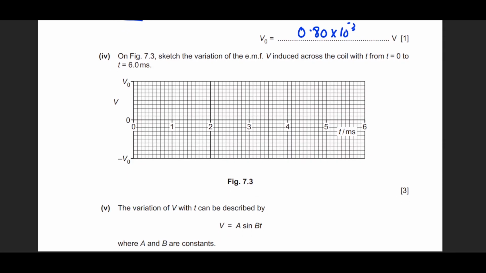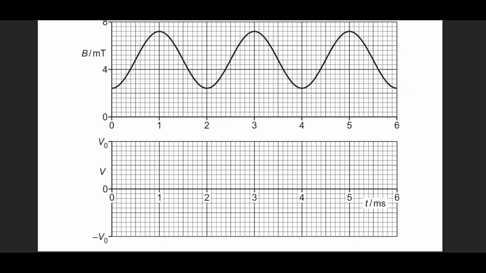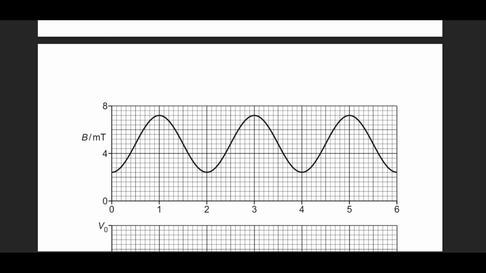He says sketch the EMF V across the coil from T0 to T6. Now I'm going to explain this question. I have redrawn the question over here because it requires the diagram of magnetic flux, magnetic field, and the voltage simultaneously. Now first we need to understand Faraday's law.